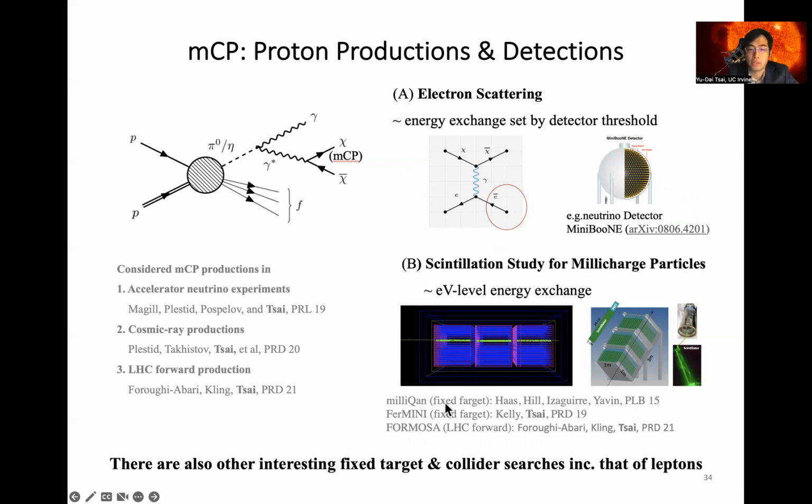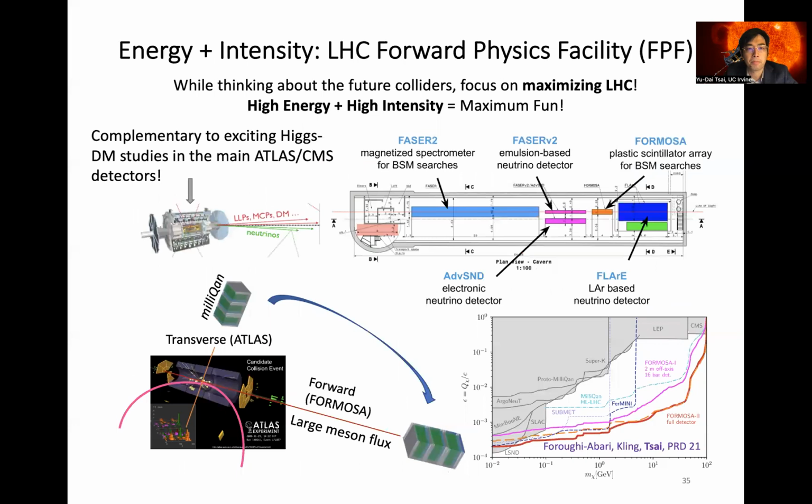And this is a clever experiment developed by Haas, Hill, Adder, and Yu-Dai. And my contribution is that I realized you can place this kind of detector, but in a different location to drastically improve the sensitivity. And I will give the example in the next slide. And we wrote two different papers, one in the neutrino type of experiment, the other in the LHC forward experiments.